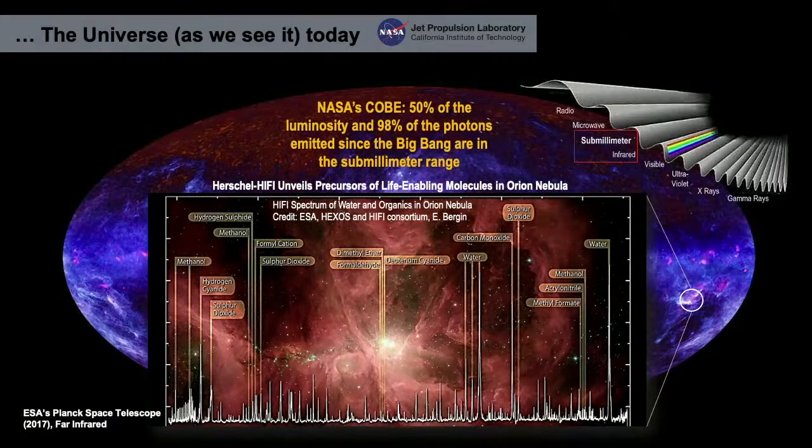So part of the reason is that 50% of the luminosity since the Big Bang and 98% of the photons were basically emitted in this frequency range. And that's something that COBE, a previous NASA mission, discovered. So talking now about star formation, pretty much all the key tracers that allow us to understand every single step of the star formation process are in the far infrared. It just happened to be there, which is not surprising because of what I just said, that many of the photons since the Big Bang are in this frequency range.